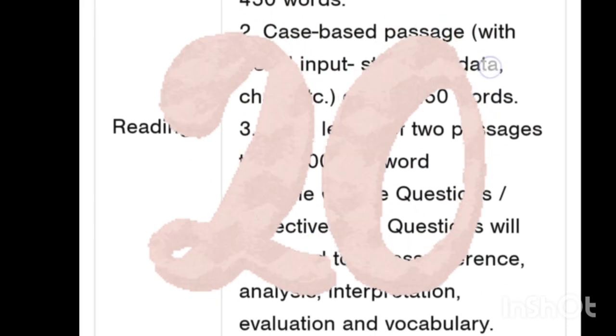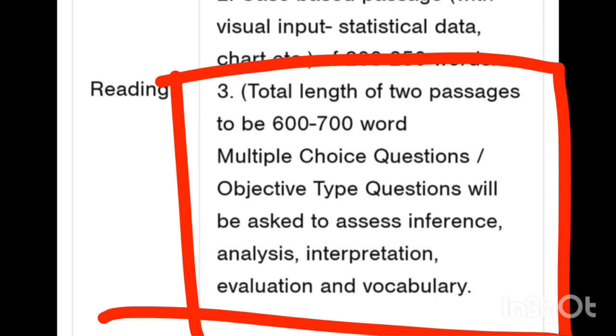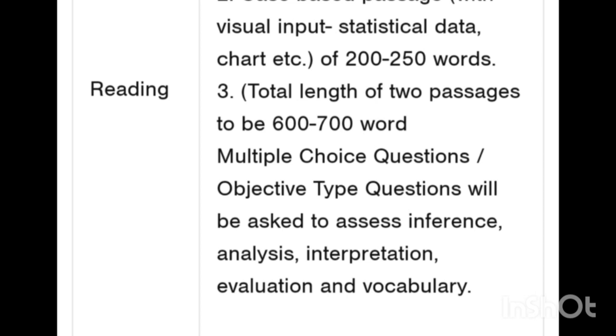Now the length of the two passages we are going to learn here. The third thing is the total length of two passages to be 600 or 700 words, and multiple choice questions will be asked here. Objective type questions will be asked to assess inference, analysis, interpretation, evaluation and vocabulary. So based on vocabulary questions will be there, even based on interpretation and inference.